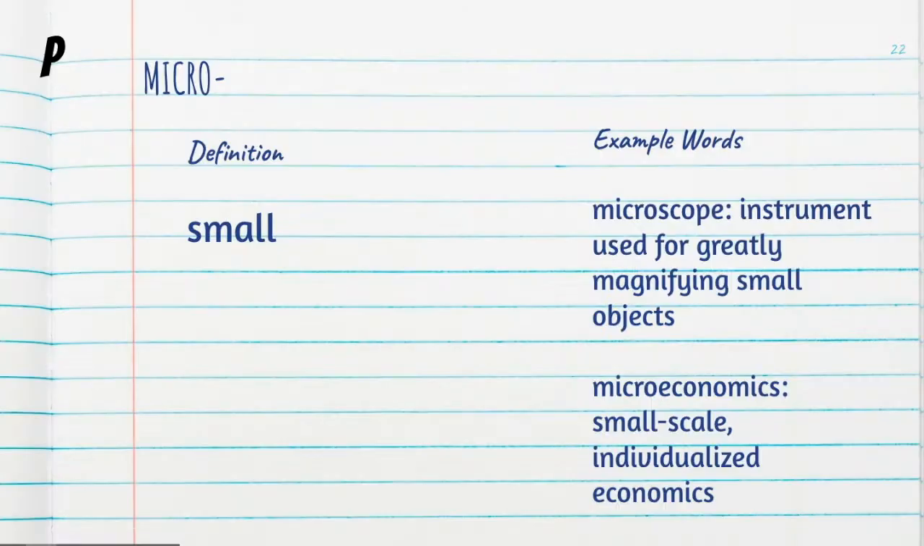All right, next we have micro, which means small. So a microscope is an instrument that you use to view things that are very small, and you greatly magnify them to see them better. Microeconomics is a field of study that has to do with small-scale individualized economics versus macroeconomics, which would deal with the large-scale, like world economics. So micro means small.